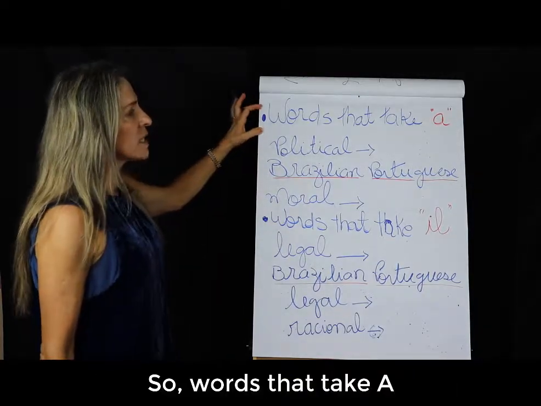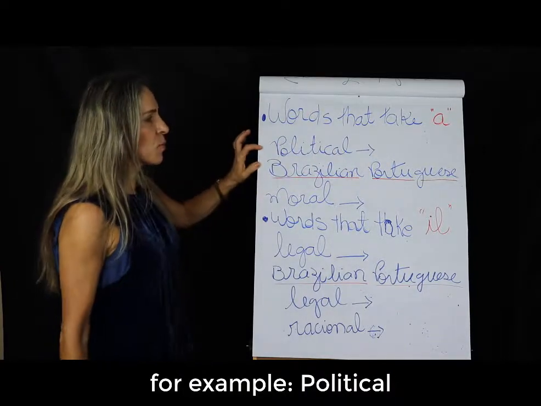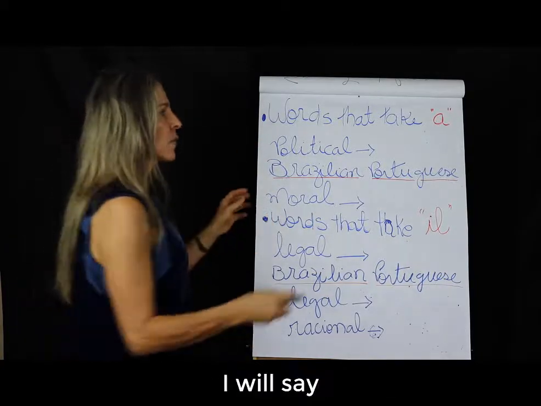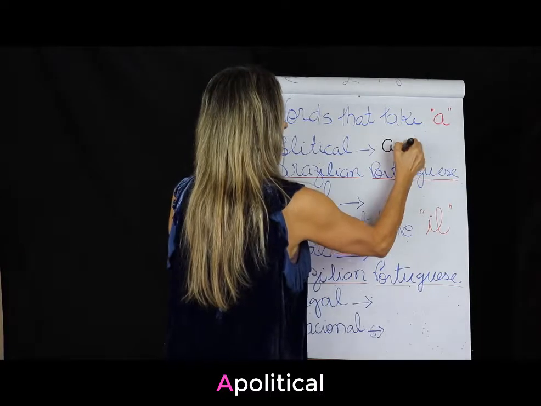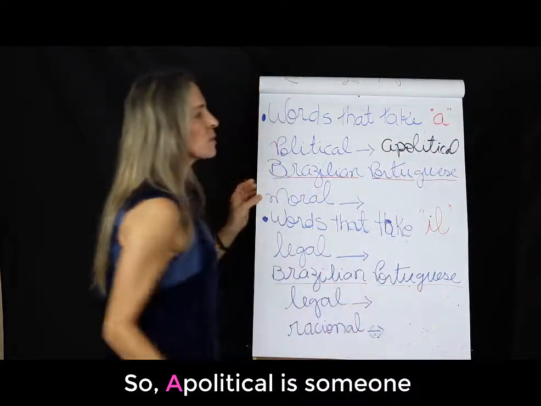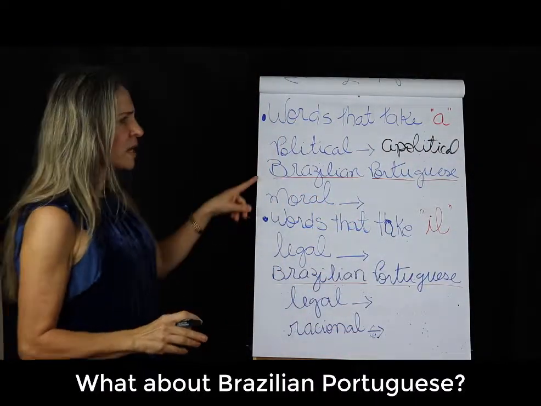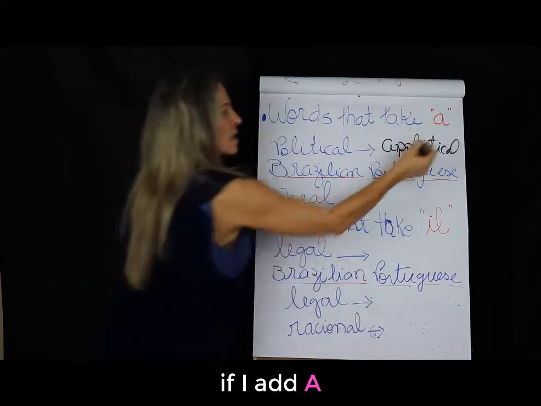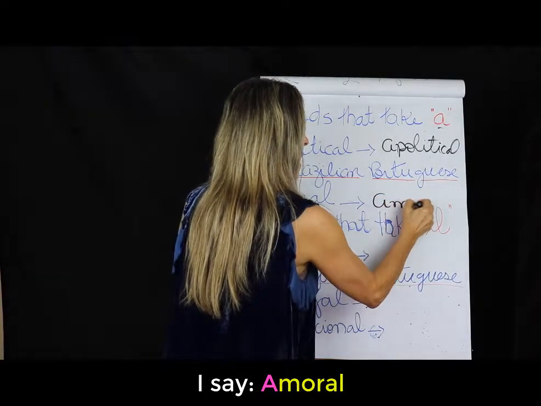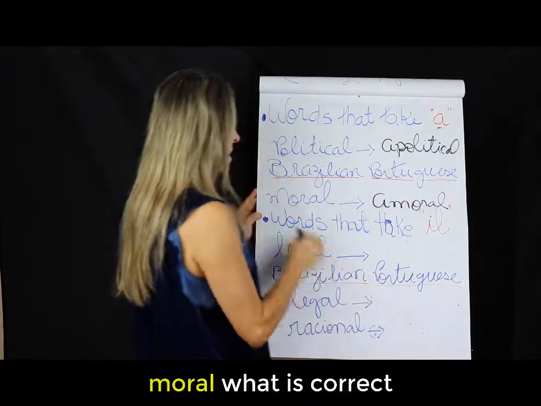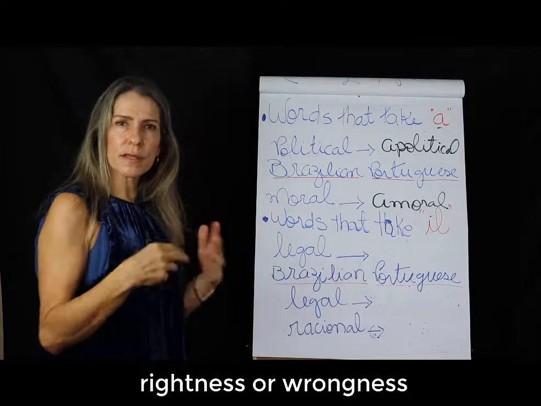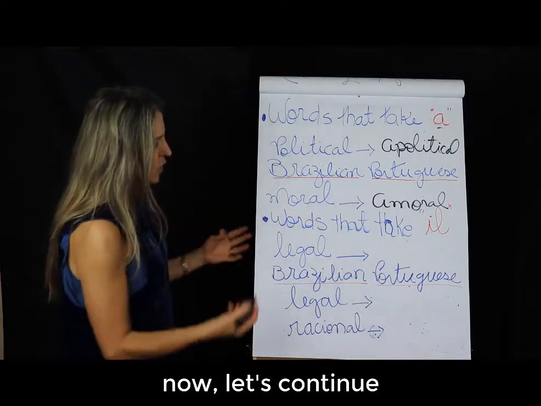So, words that take a. For example, political, someone who is interested in politics, okay? So if I want to give a negative idea, I will say apolitical. So apolitical is someone who is not interested in politics. And what about Brazilian Portuguese if I add a? For example, moral. I say amoral. Okay? Moral, what is correct? Amoral, unconcerned about rightness or wrongness. Now let's continue. Vamos continuar, hein?